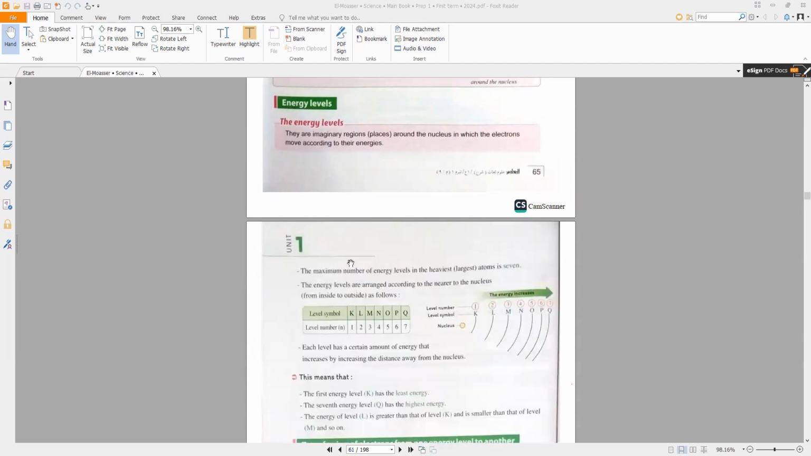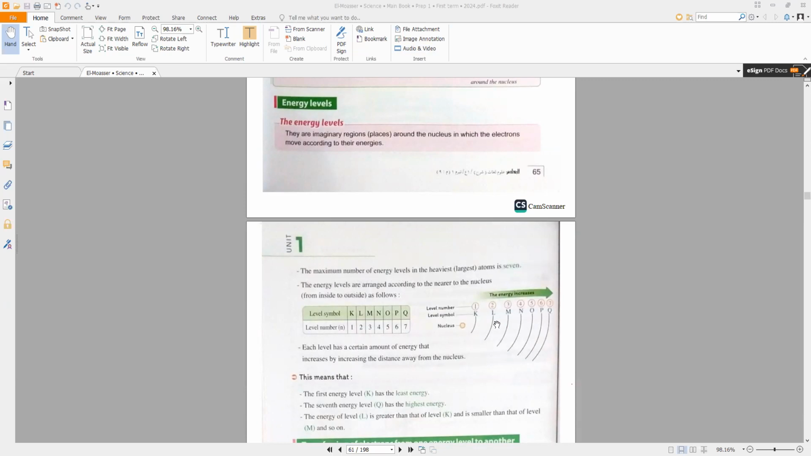So what is the maximum number of energy levels? The number of energy levels in the heaviest atom is 7. There are K, L, M, N, O, P, Q. K is the first level, L is the second, M is the third, N is the fourth, O is the fifth, P is the sixth, and Q is the seventh. These are the 7 energy levels at which the electrons move around the nucleus.